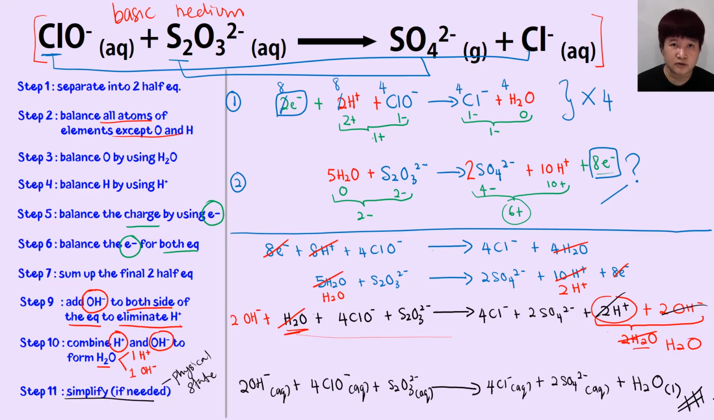And I want to remind you over here again, for the basic medium, you only have extra 2 steps. They are basically the same thing as the acidic medium. It's just that we are adding in the OH minus to cancel the H plus.